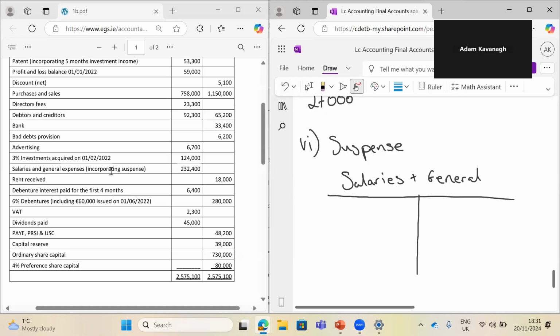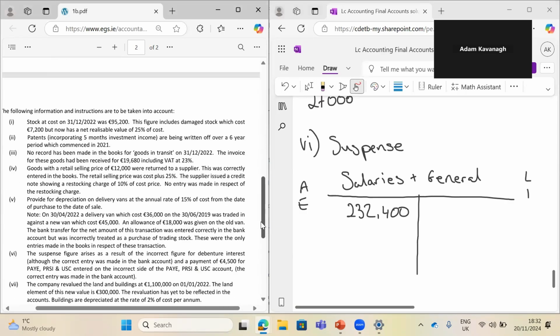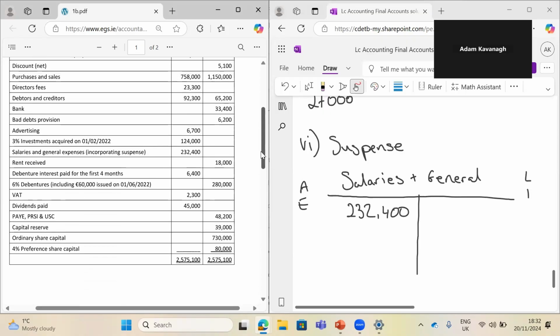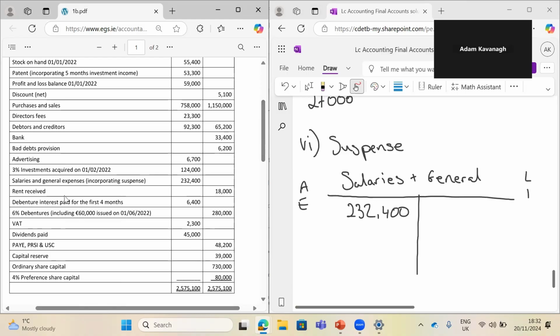Okay, so salaries in general is an expense, so it's on this side. Remember, it's assets and expenses on this side, and we have liabilities and income on the other side. So 232,400. And the incorrect one that we're looking at first is the debenture interest. We said we paid 4 months and that was 6,400. Let's do the maths on this one and see how much it actually should be.